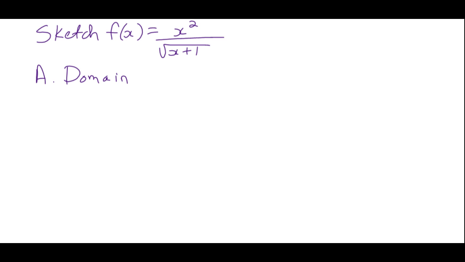Okay, anything not in the domain here? Well, x plus 1 has to be greater than or equal to 0, right? No, it can't be equal to 0, right? Because then you'd be dividing by 0. So x plus 1 has to be greater than 0. Because you cannot take the square root of a negative, and we cannot have the value 0. Which means, what does that translate to, right? It just says that x is greater than negative 1.